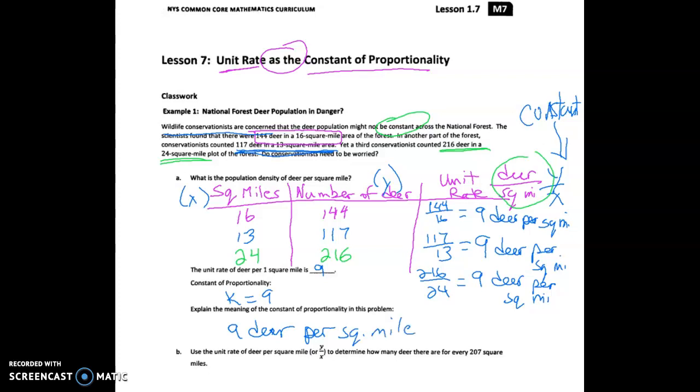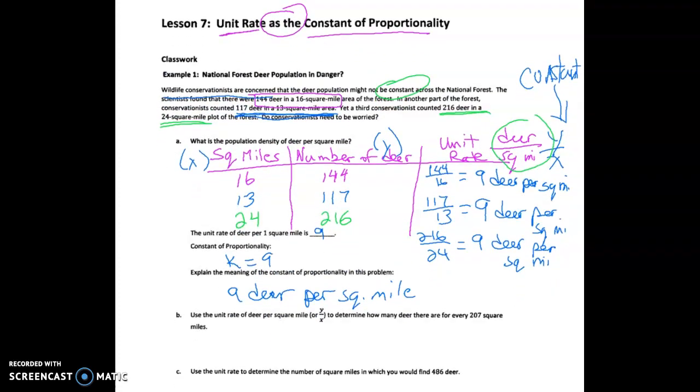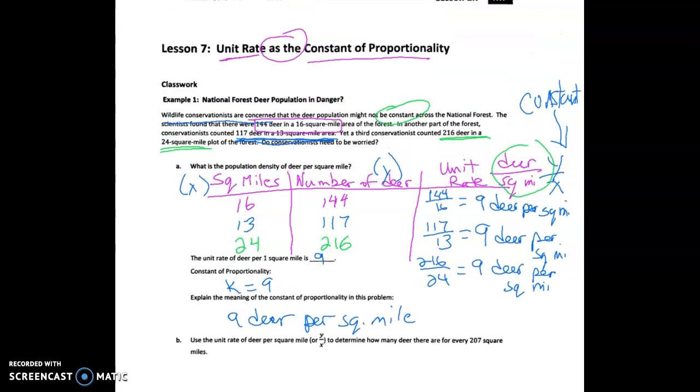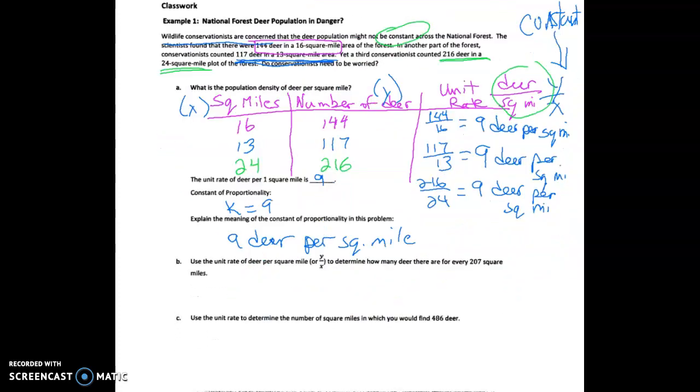So we've done all of this before, and now we're just going to be thinking about it a little differently. We want to think of it in terms of finding our unit rate, and how we can then use that to figure other things out. That being said, look at part B here. Use the unit rate of deer per square mile to determine how many deer there are for every 207 square miles. Okay, so we know there are 9 deer per square mile.